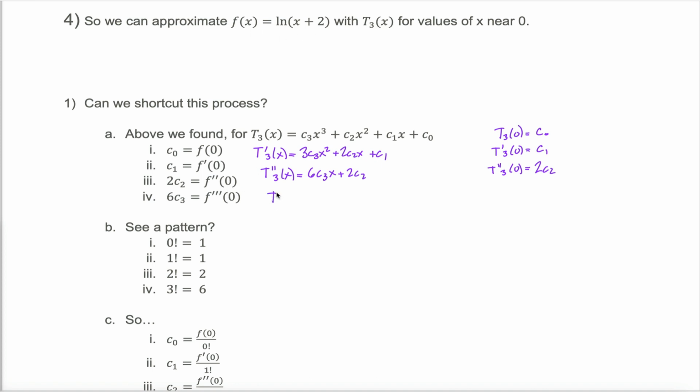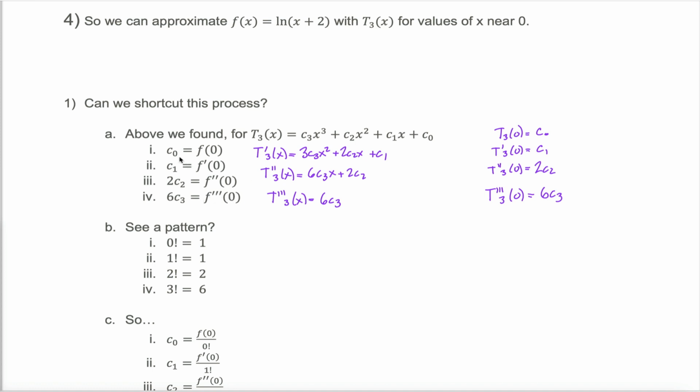And then finally, the third derivative of my function, T3 of x, is 6c3. Technically, it's not the third derivative of the polynomial at x that I want. It's the third derivative of the polynomial at 0 that I want. But the third derivative is just a constant term, so the third derivative at x is the same as the third derivative at 0, 6c3. That 6c3 is what I need to be equal to the third derivative of my function f, evaluated at x equals 0.